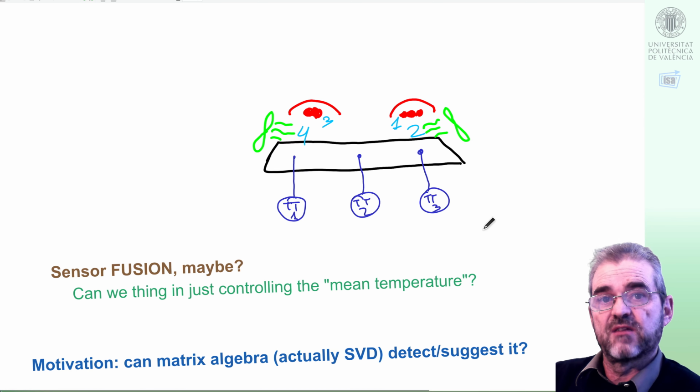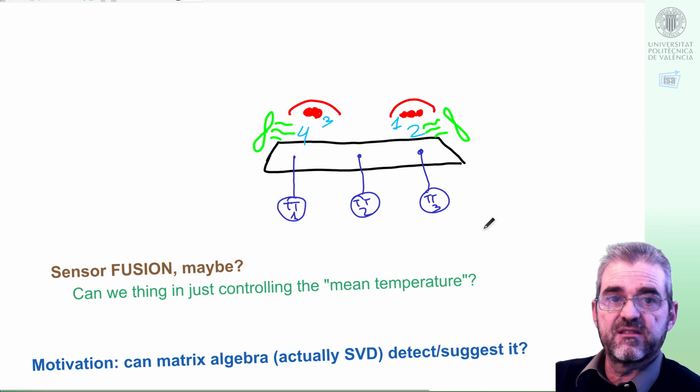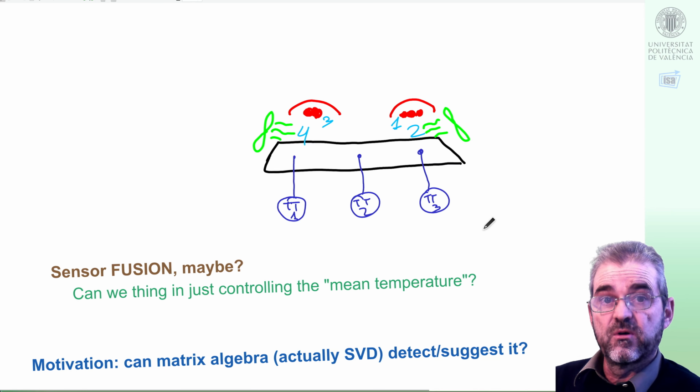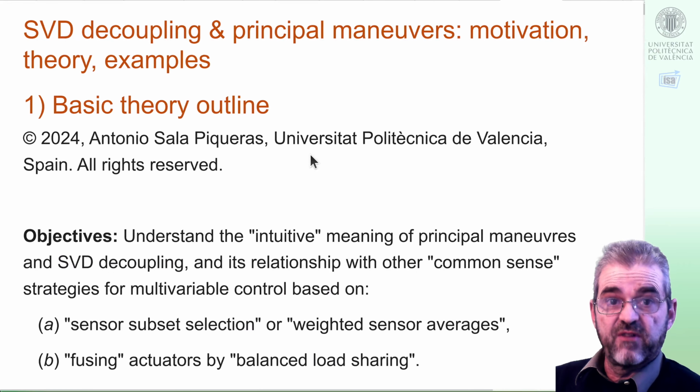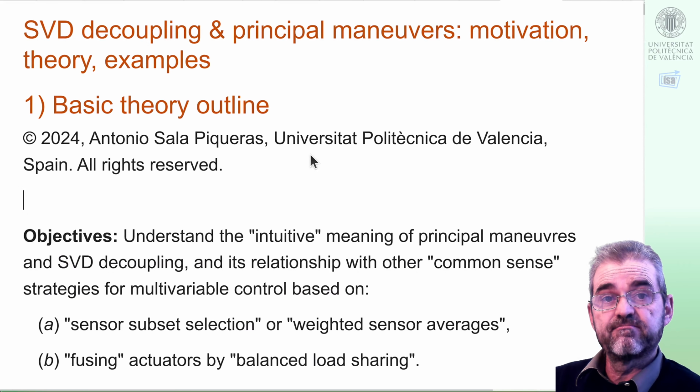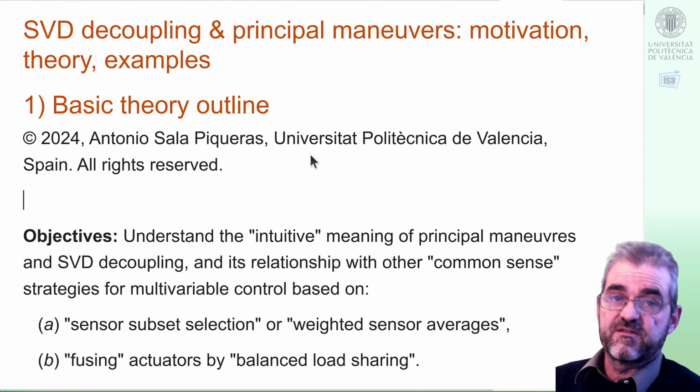Or we may decide to control the mean of the temperature readings. So these ideas of sensor fusion or actuator fusion may be interpreted in terms of the singular value decomposition. And so we'll start in this video by reviewing the basic theory outline on that SVD and associated SVD decoupling.